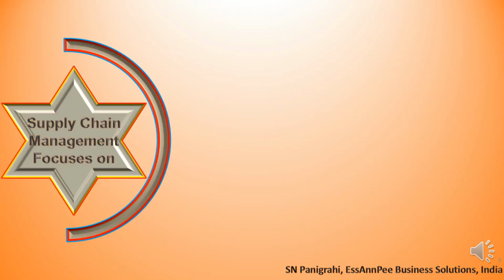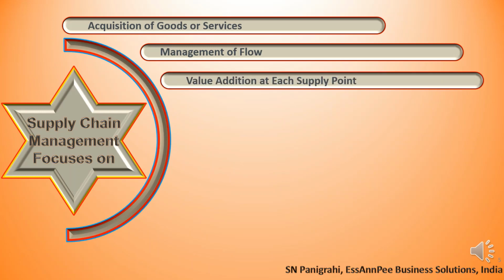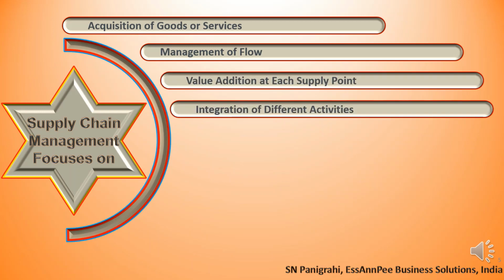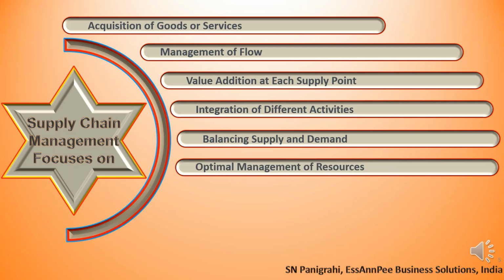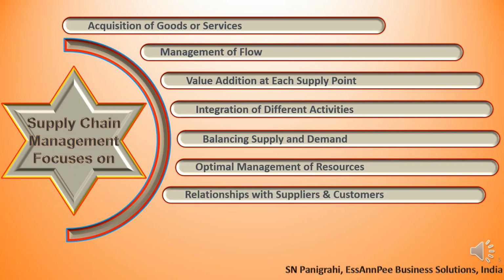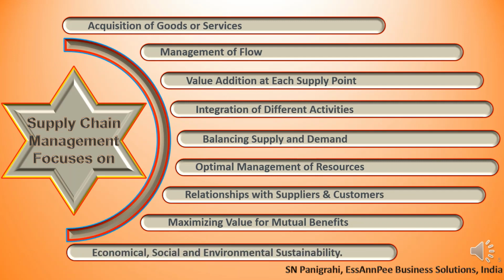That means supply chain management focuses on acquisition of goods or services, management of flow, 5 flows: material, information, finance, value and risk, as defined by the author, value addition at each supply point, integration of different activities, balancing supply and demand, optimal management of resources, relationships with suppliers and customers, maximizing value for mutual benefits, economical, social and environmental sustainability.